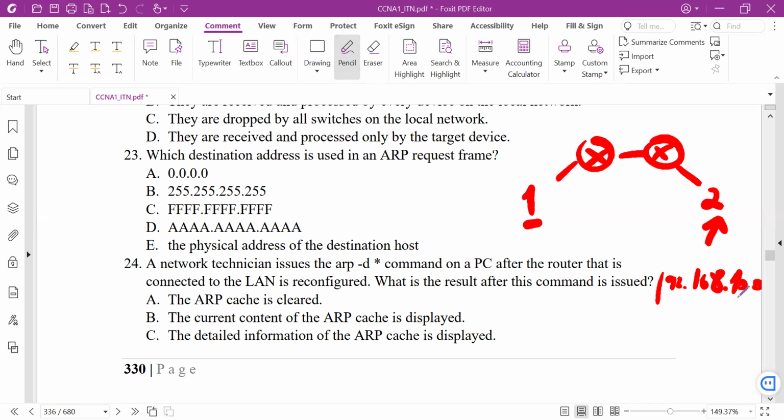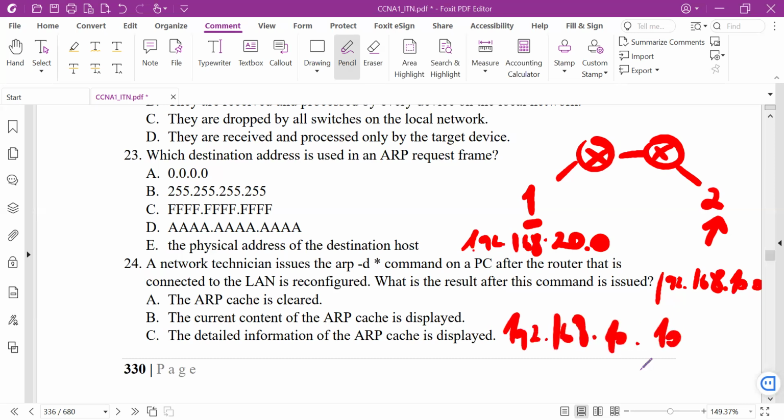Let's have the network 192.168.10.0. Then at this end we have 192.168.20.0. So during encapsulation, the destination IP, these are examples, is .10. That is the destination IP address. I will send the information using the IP address of the destination device.